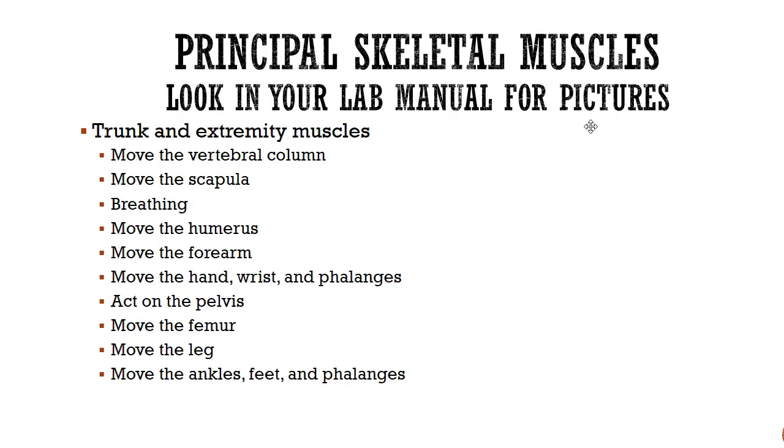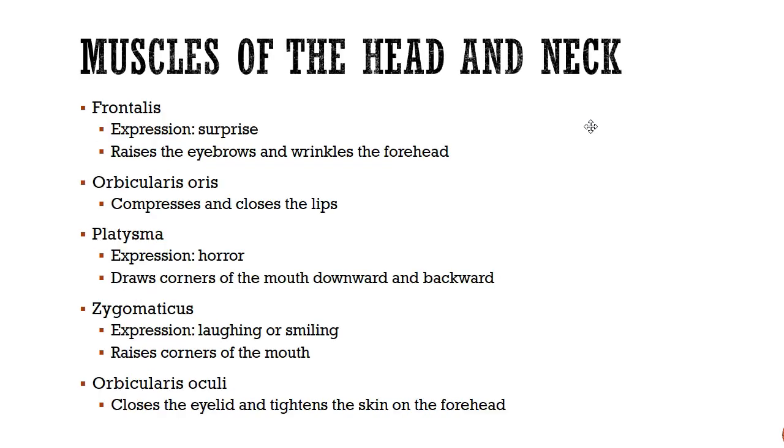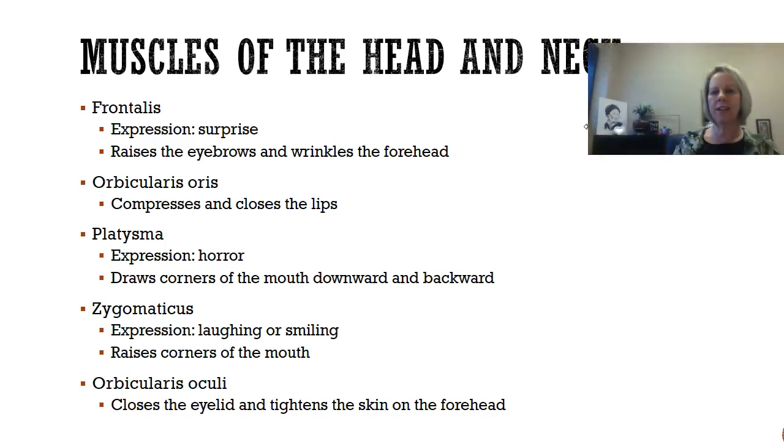So as we go through and look at these principal skeletal muscles, you're going to want to know what the functions are in lecture and where they're found in lab. Frontalis is the one that will wrinkle your forehead. For instance, if you're talking and you wrinkle your forehead, your eyebrows go up, that's your frontalis. Your orbicularis oris is the one that compresses and closes your lips. The platysma is the one that draws down the sides of your mouth, and it's found here in your cheek area and goes down your neck.